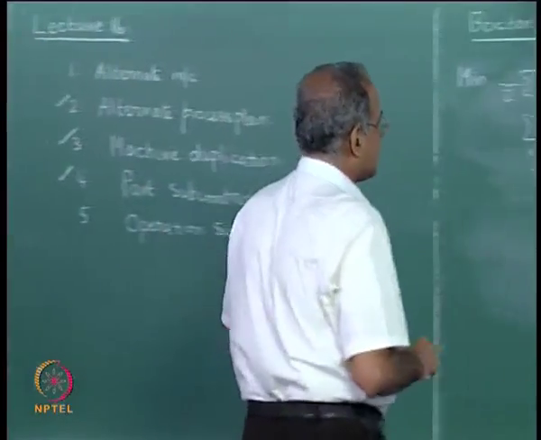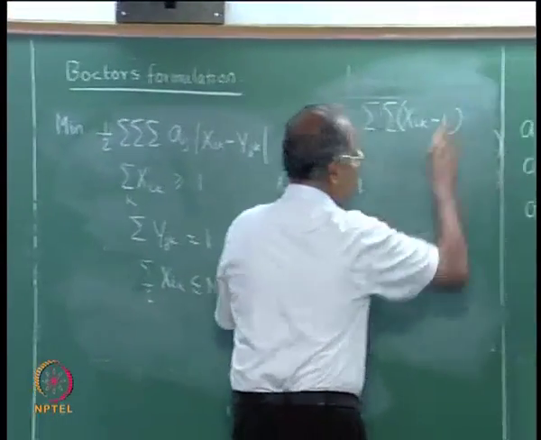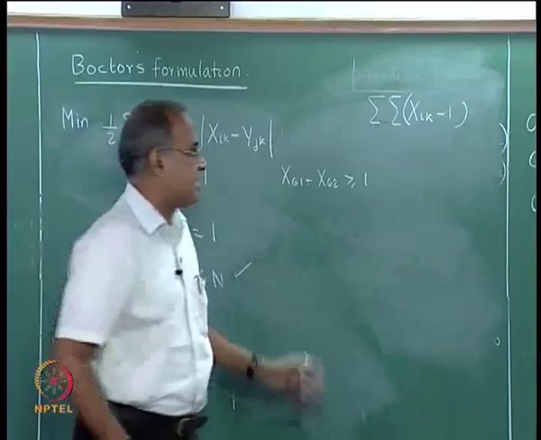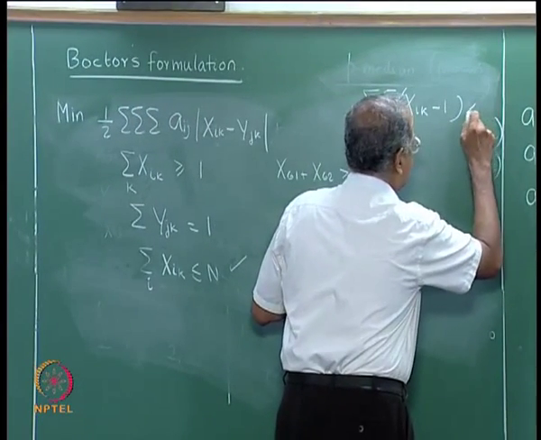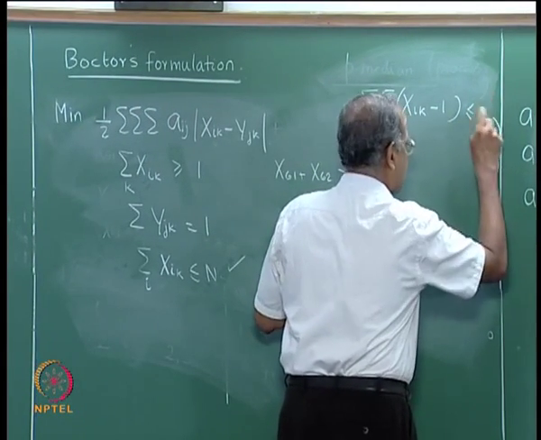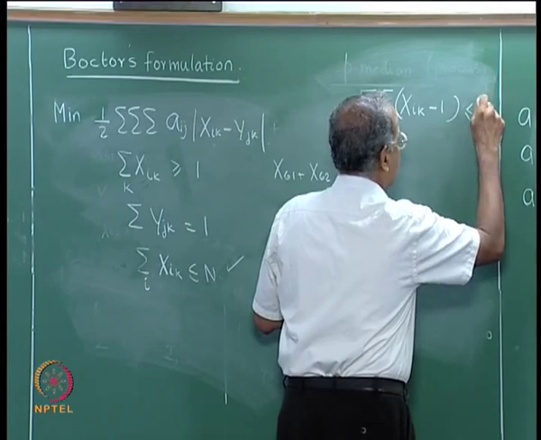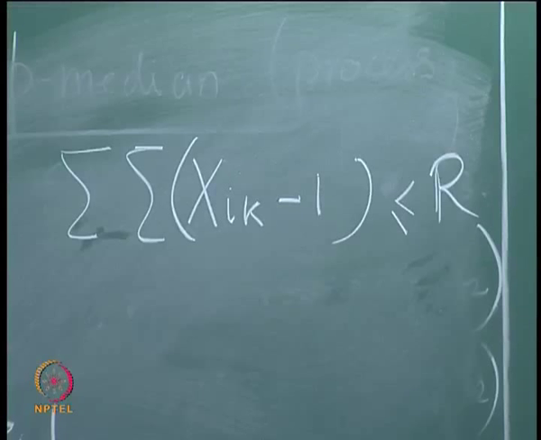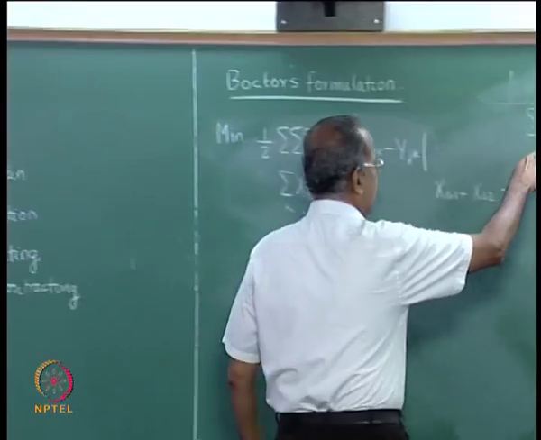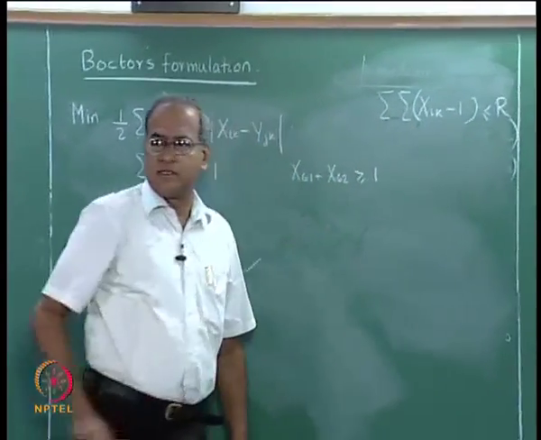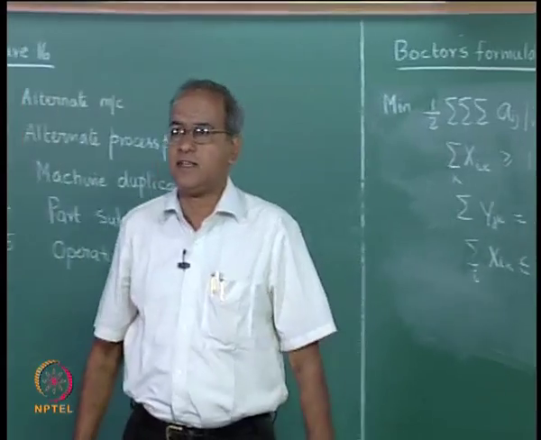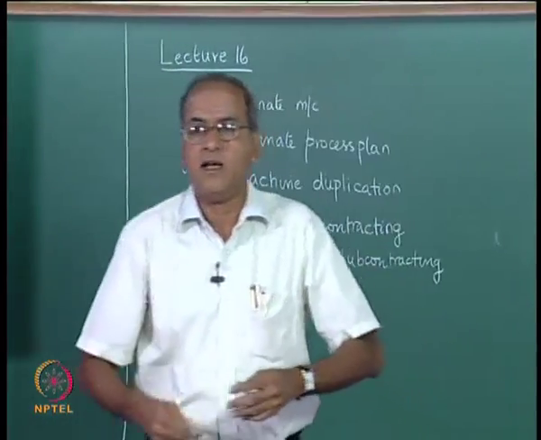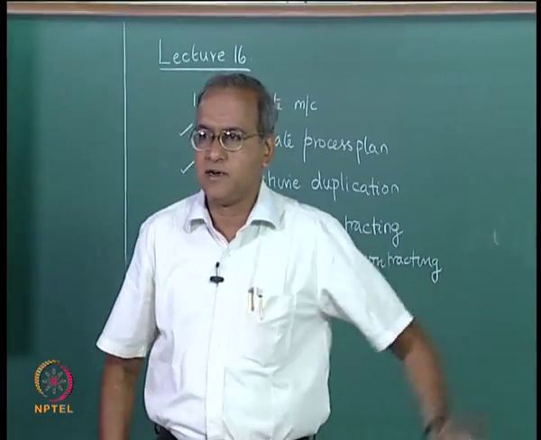So, similarly, the extra machines that are duplicated is this. So, we could also put a restriction that the extra machines that are duplicated is less than or equal to some r or some number. I do not want to duplicate more than 3 or 4 machines in a large sized example. So, this is not an absolutely necessary constraint, but this would also help us to ensure that it does not throw up a solution where a large number of machines are duplicated.